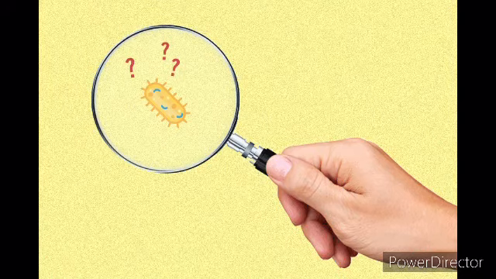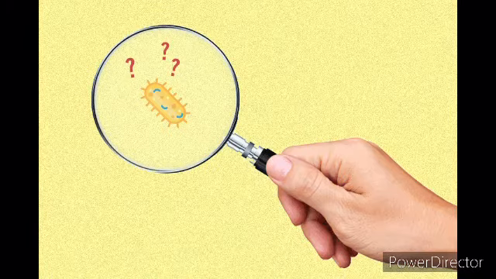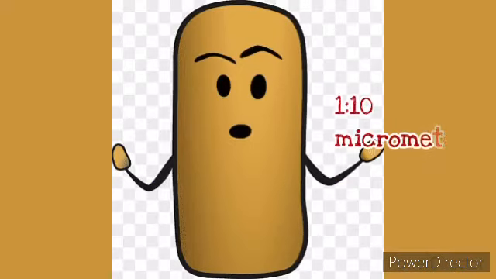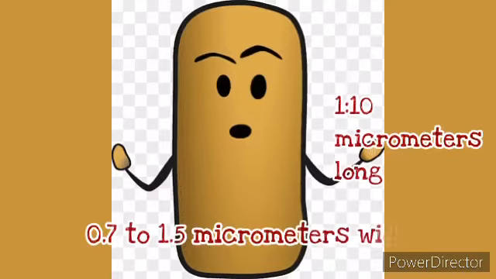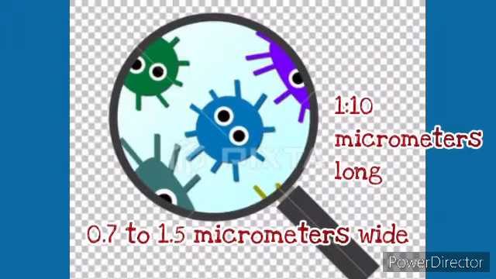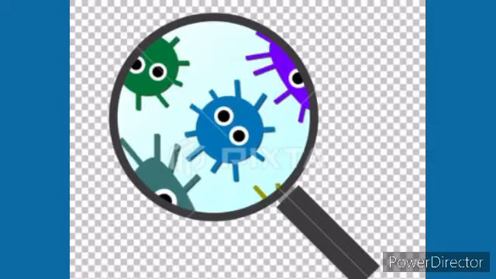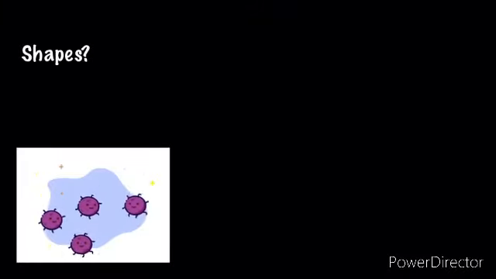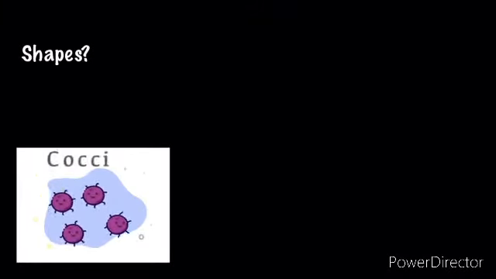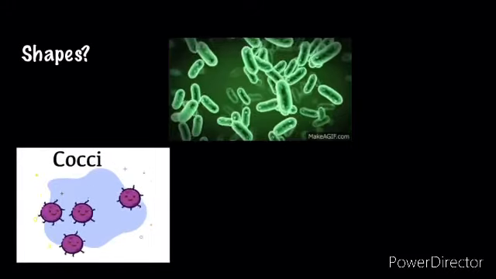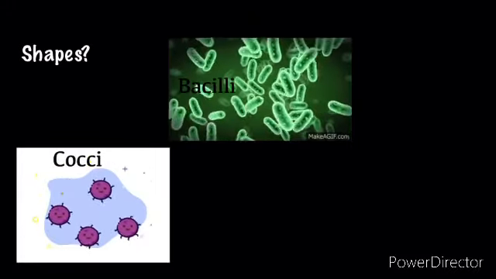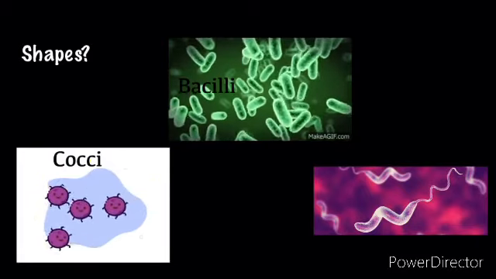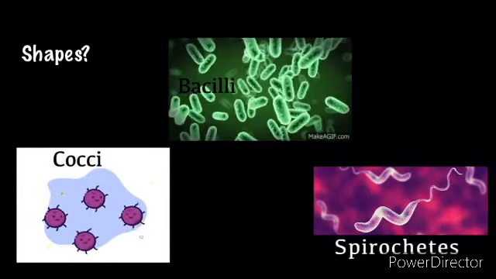Now we all know that the size of bacteria is very tiny, but to be more specific, it's only 1 to 10 micrometers long and 0.7 to 1.5 micrometers wide. I'm pretty sure that's very small. Now let's start talking about the shapes of prokaryotes, which are generally three main shapes. The first ones are the spherical shape, which are called cocci. The second ones are the rod-shaped ones, which are called bacilli, and the final ones are called spirochetes, which, from their name, are spiral.